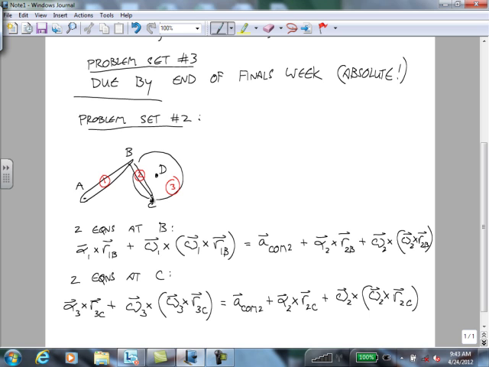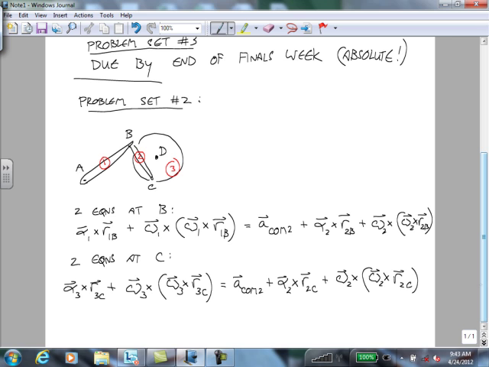Any other questions about the problem set? Yep. When you're calculating the omegas, what is body 2 really? So when you're using just those relative motion equations, you can use any about point you want.